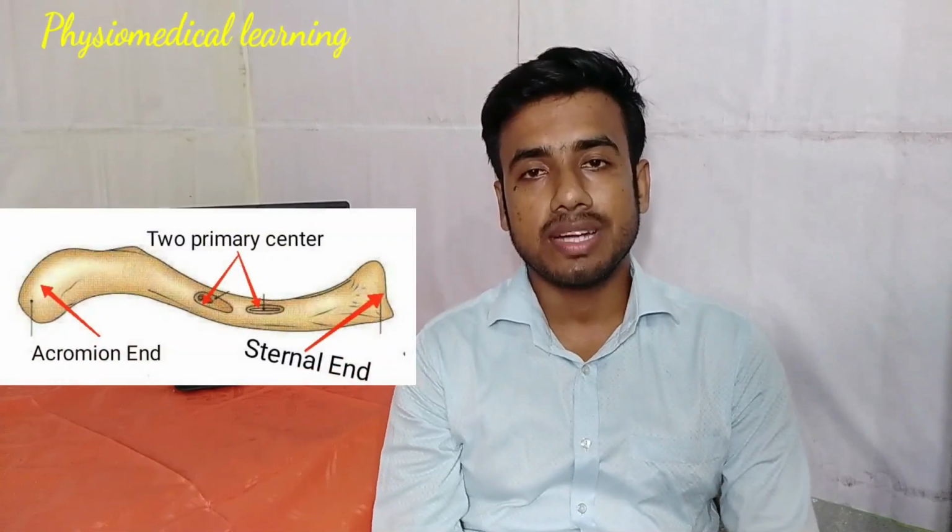Now we are going to discuss the peculiarities of the clavicle. It is the only long bone that lies horizontally. It has no medullary cavity. It is the first bone to start ossification, and it is the last bone to complete ossification. And it has two primary centers of ossification.